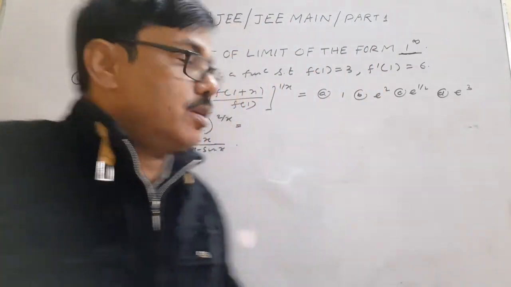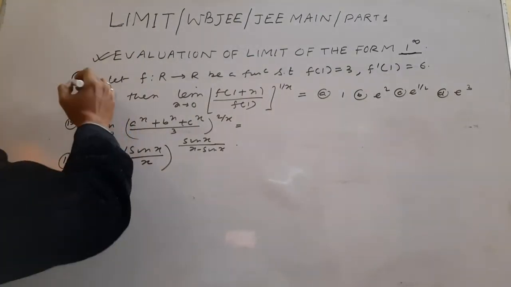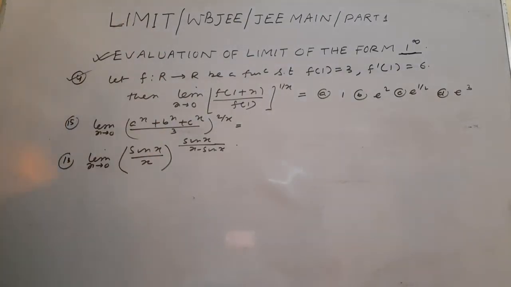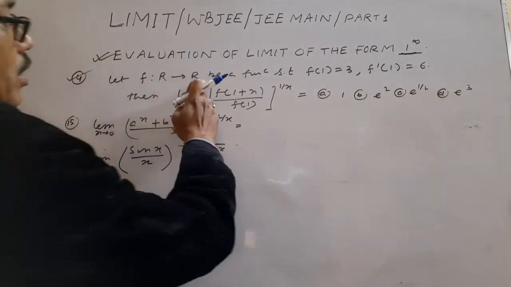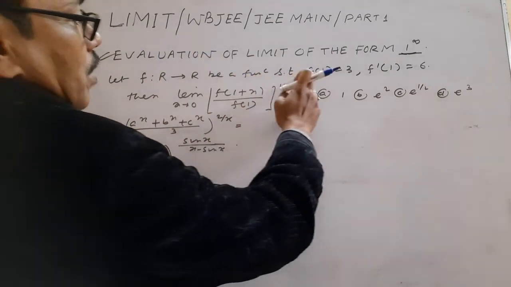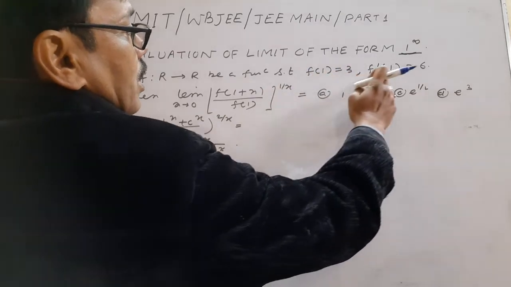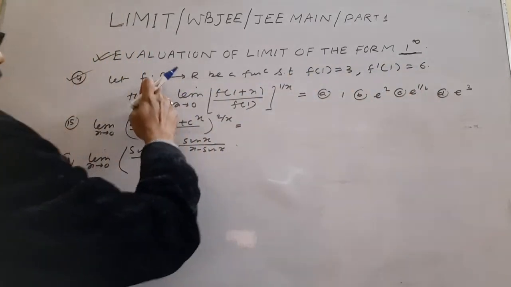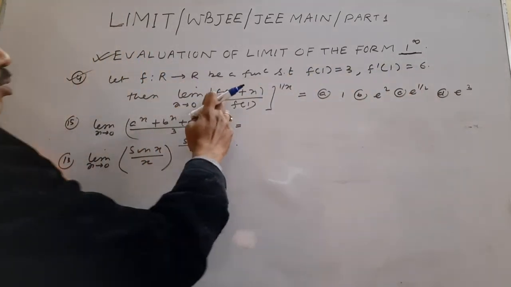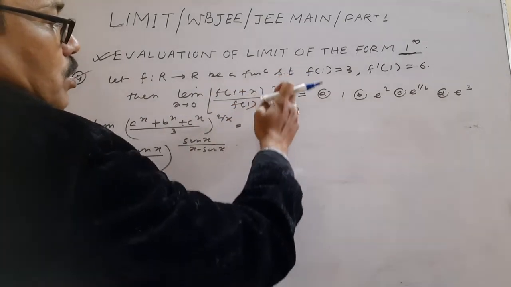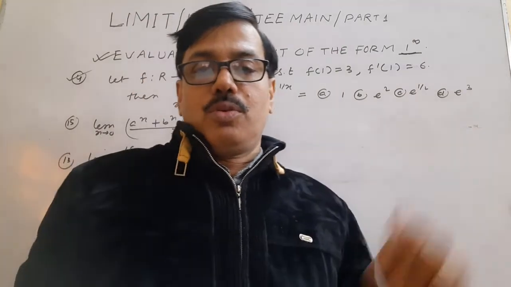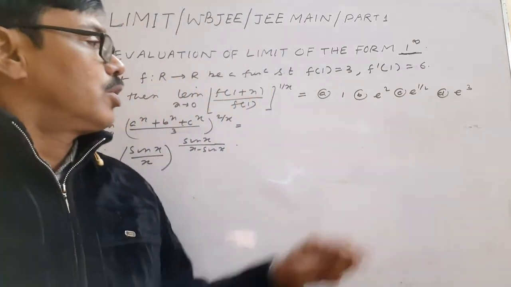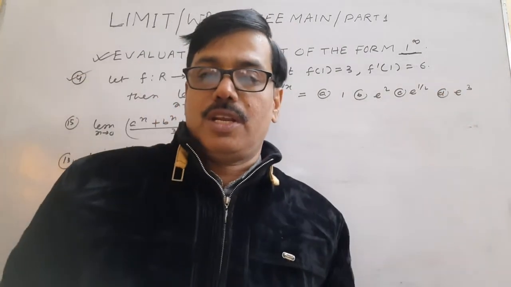Now consider problem number 4. If f from R to R, real number to real number, is a function such that f(1) = 3 and f'(1) = 6, then find the limit as x tends to 0 of (f(1 + x)/f(1))^(1/x). So these are the 4 options. This is a problem of JEE Main.